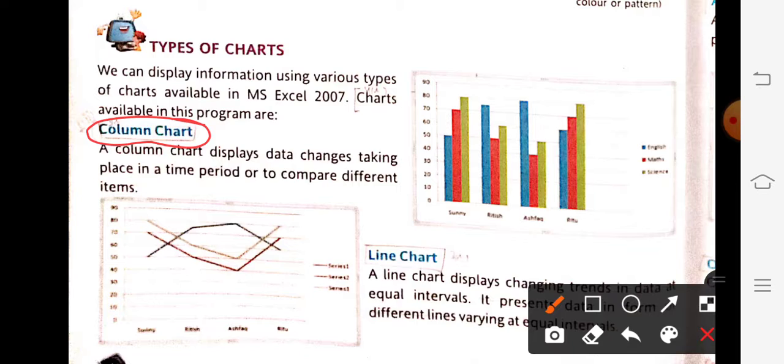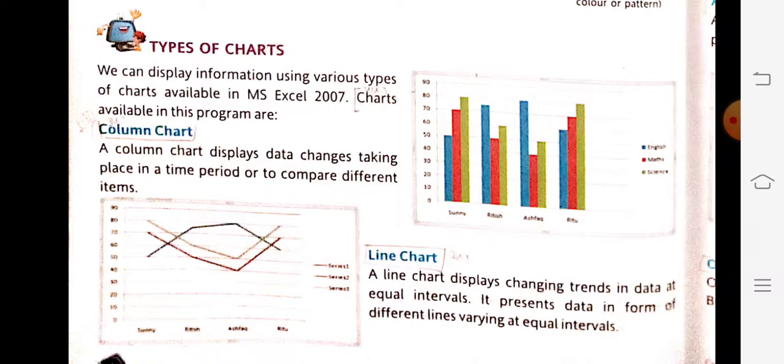Fine. So moving on to the first part here, which is your first category, column chart. A column chart displays data changes taking place in a time period or to compare different items. Means what? Column chart is mainly used to compare the individual items. That means different items and different values, or if you want to compare different categories, then what will you use? Column chart, right?